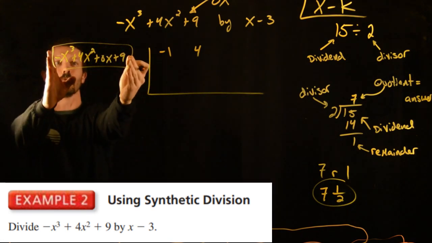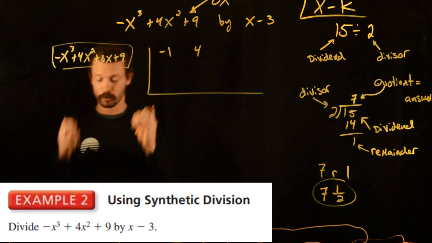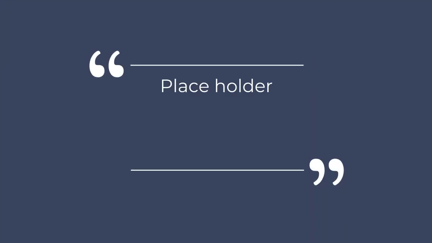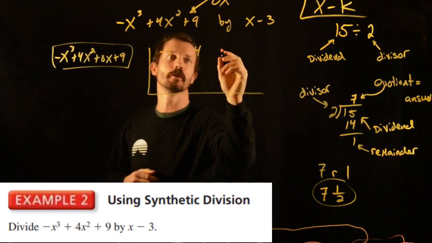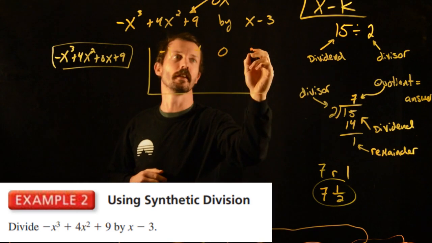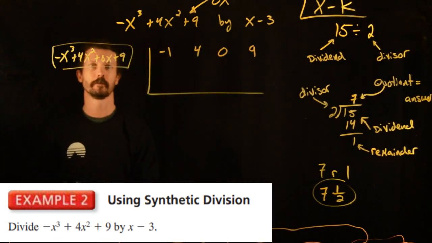So what we need to do is use a placeholder. Super important: pause this, write this down. Placeholder, placeholder, placeholder, right? So we would write that 0 in right here, and then the 9 would go here.